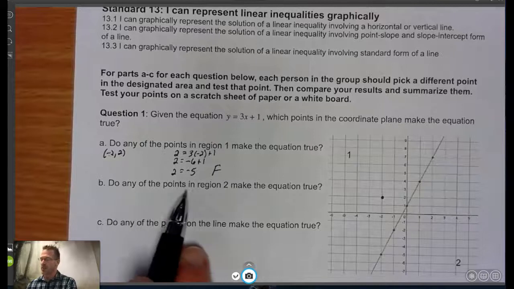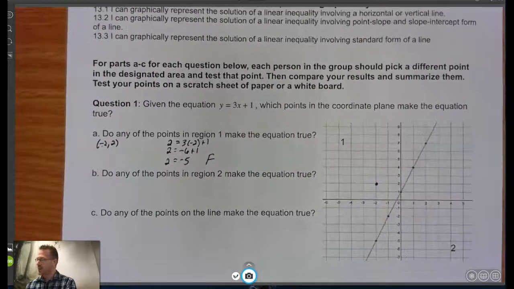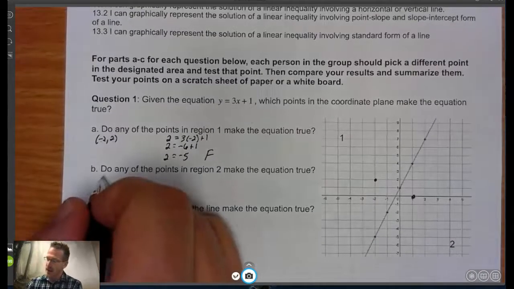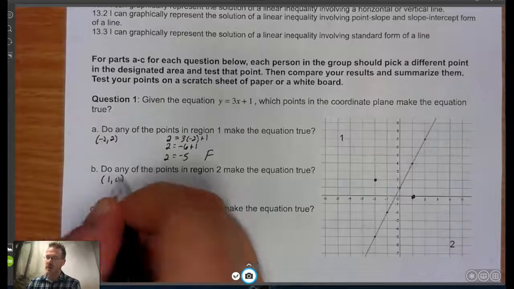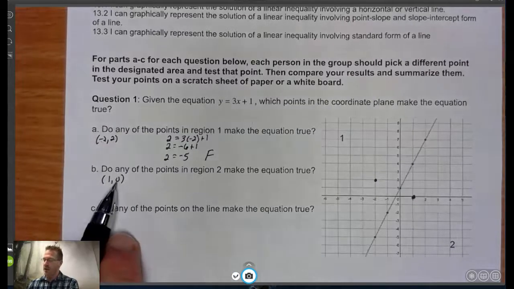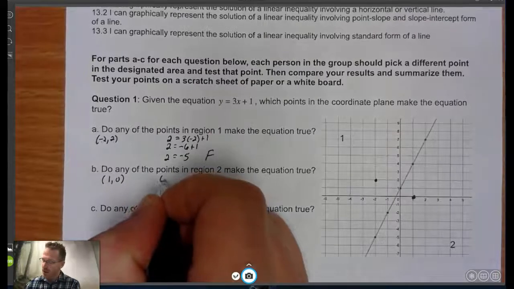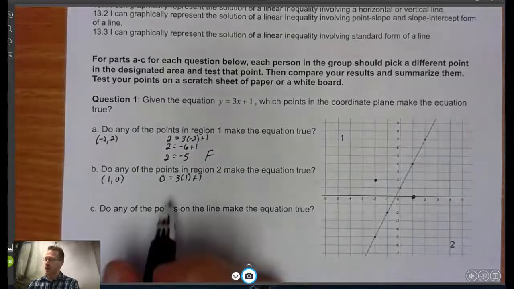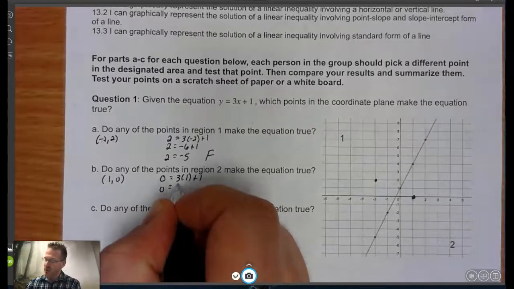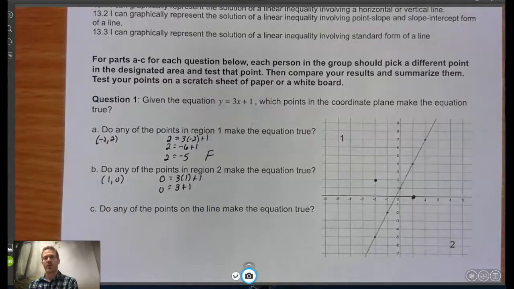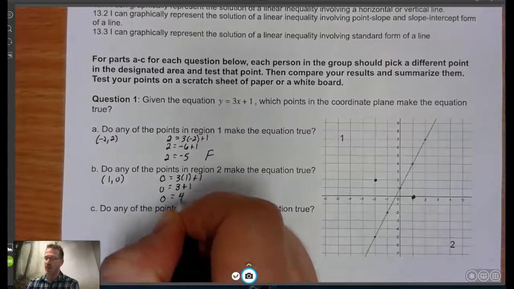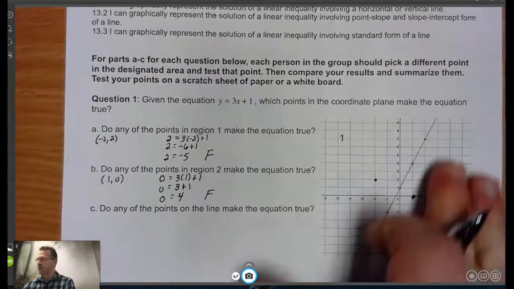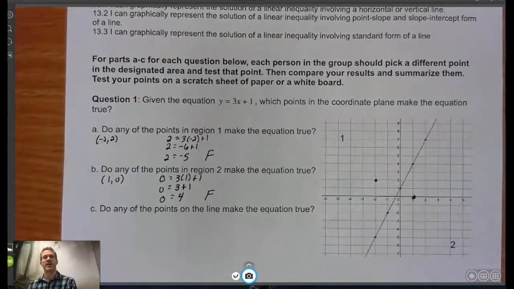Now, do any points in region 2 make the equation true? Once again, I'm just going to pick a point. In this case, I'm going to pick (1, 0). So y is 0 and x is 1. If I plug those into our equation, we follow order of operations. Do my multiplication first: 3 times 1 is 3, and then 3 plus 1 is 4. So I get 0 is equal to 4. Notice that is also false, which means everything in that region will also be false.